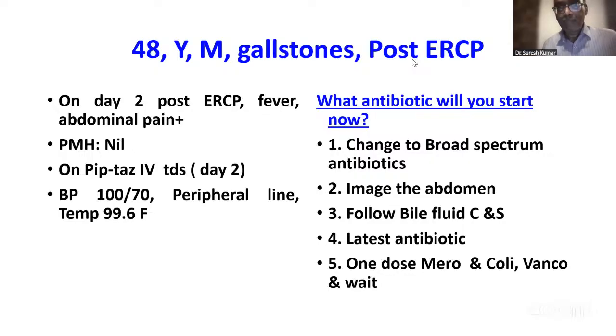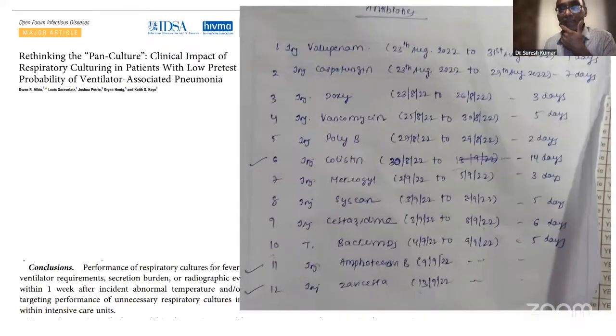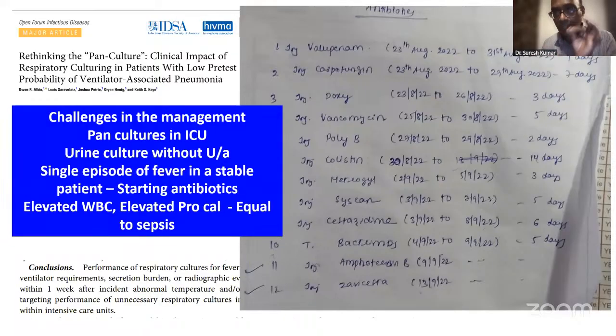So this case for me again is post ERCP, mild stress. So there is no need to worry about it. A single episode of fever, don't react. But unfortunately, people react to single episodes, keep on sending cultures and keep on reacting. So you need to be judicious in the ICU. Don't react in the ICU to one fever in a stable patient. Most of the time, be cautious.